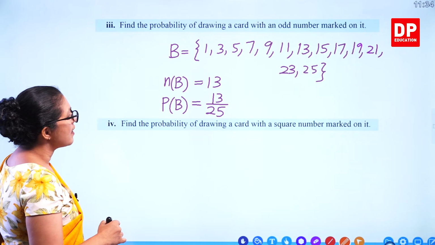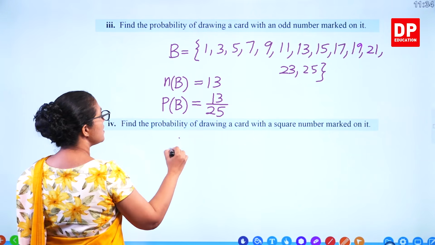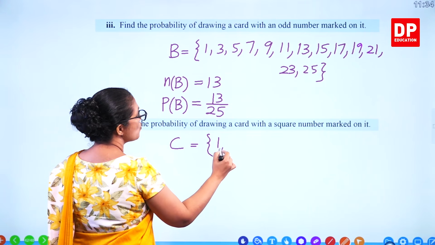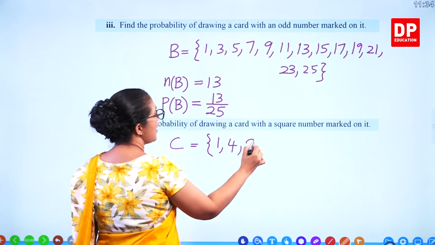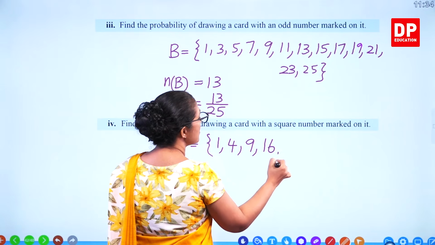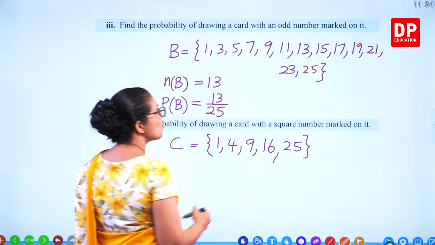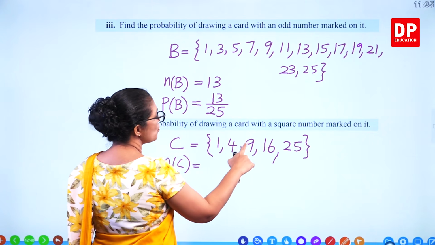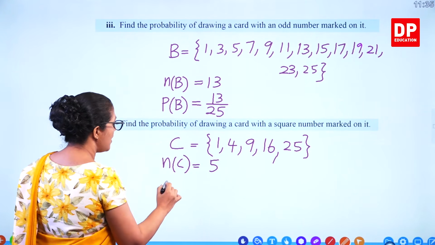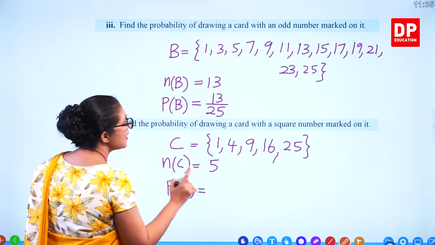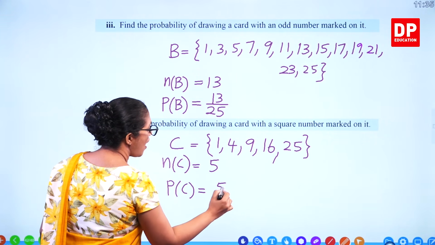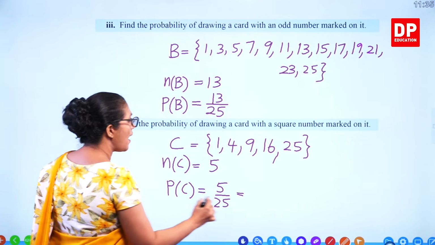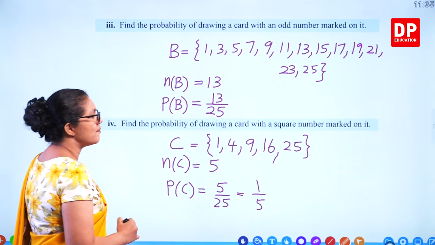Find the probability of drawing a card with a square number marked on it. So we'll take the event is C. So what are the square numbers? 1. 2 squared is 4. 3 squared 9. 4 squared 16. 5 squared 25. Those are the possibilities. So what is the number? 1, 2, 3, 4, 5 possibilities are there. So what's the probability of getting a square number? 5 out of total 25 outcomes. Divide by 5, you get 1 over 5.